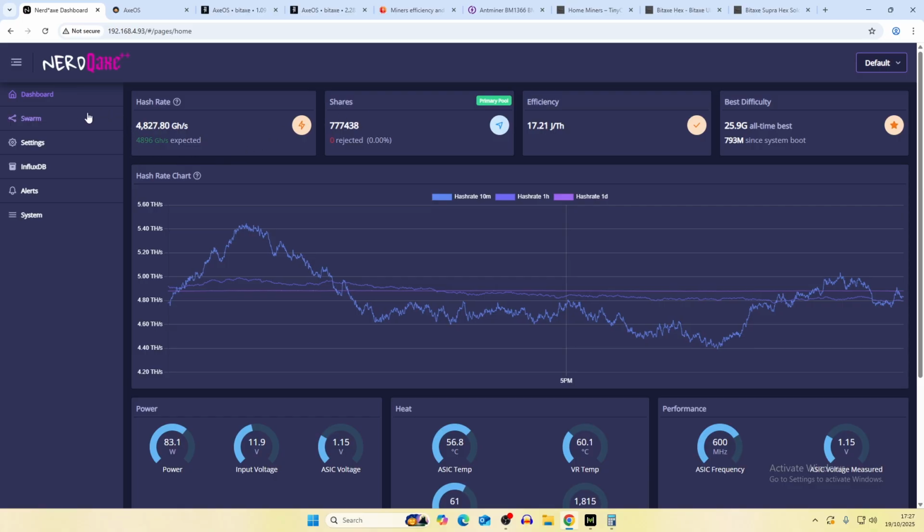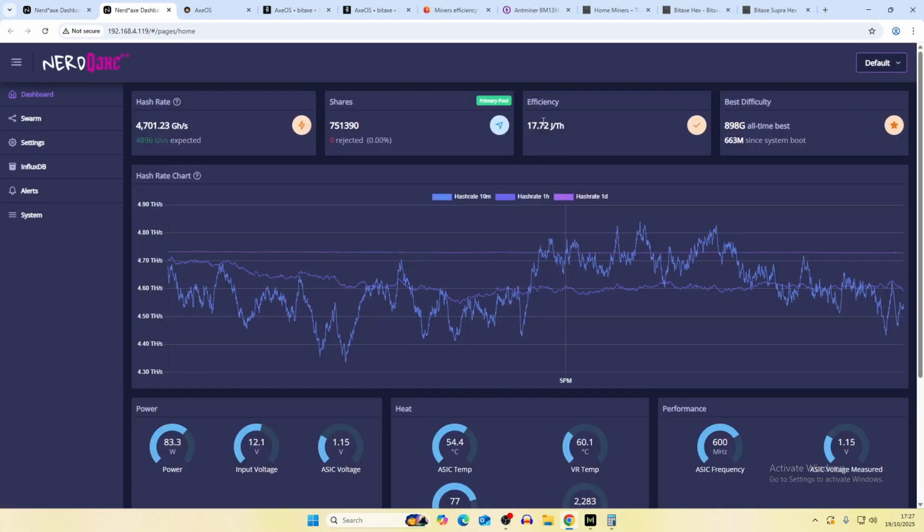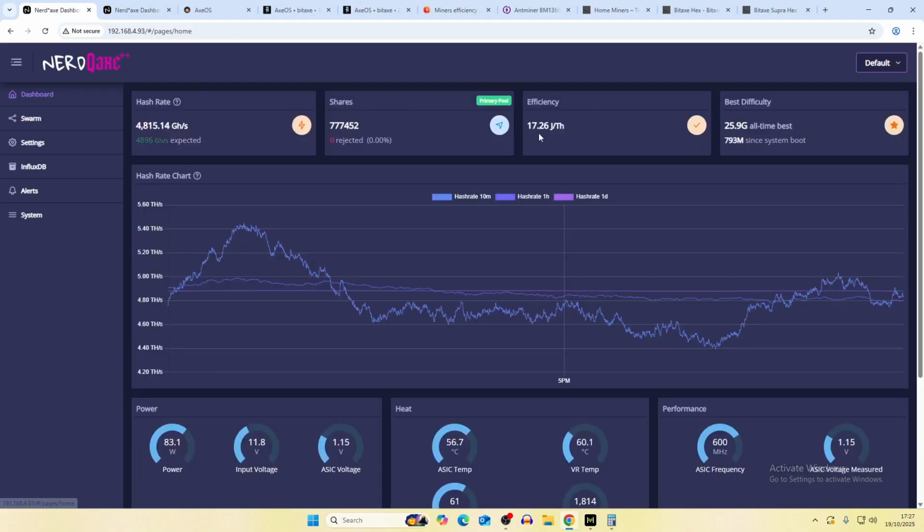And with the parasite pool one, if we bring it up here, you can see that the efficiency is about the same, so 17.72, compared to the normal one, which is 17.26. So we got a little bit better efficiency on the upgraded heatsink. But even then, the parasite pool one can't go lower than that.